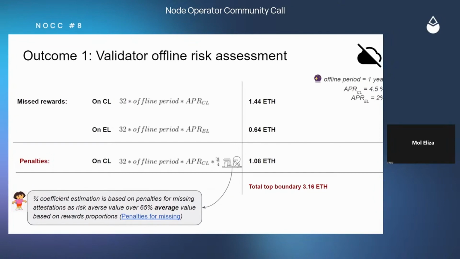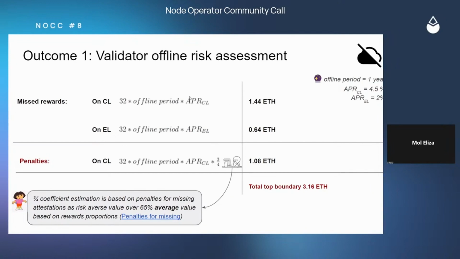The gist behind this coefficient is the structure of penalties. They are going for sync committee, not for proposals, not for all the attestations. A more precise number, given the whole spec, is 65%, but we add up a little bit more on this based on the risk-averse approach, with penalties, for example, for sync committee being exactly the same as missed rewards.